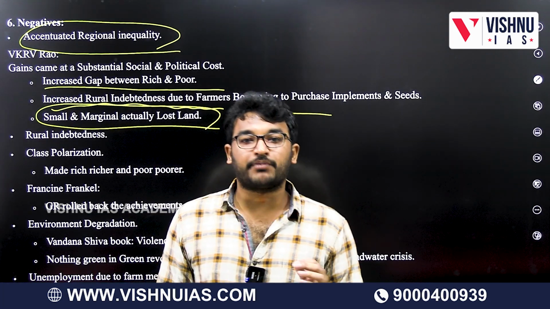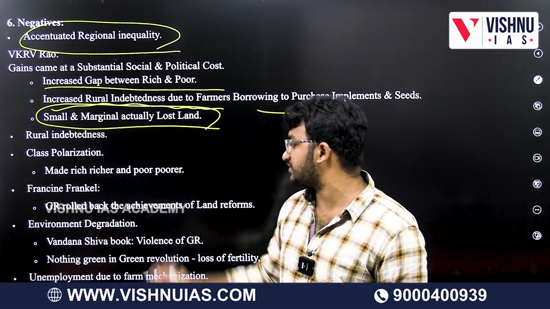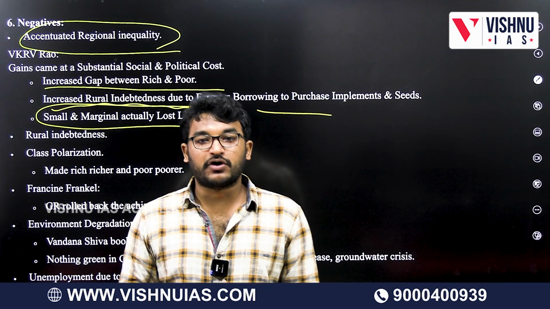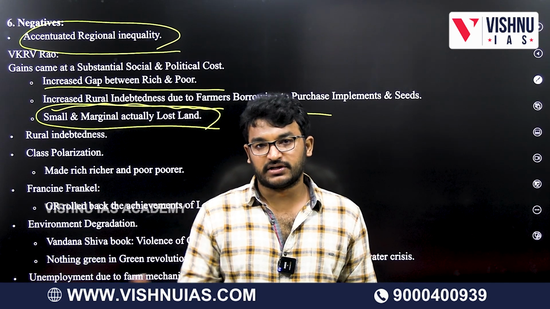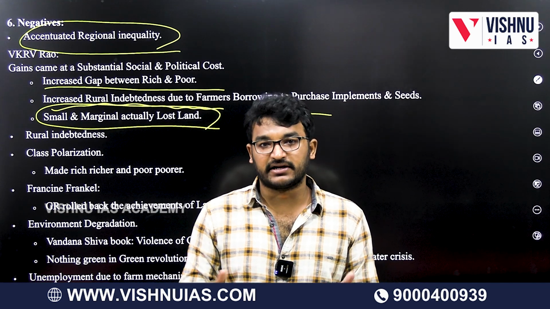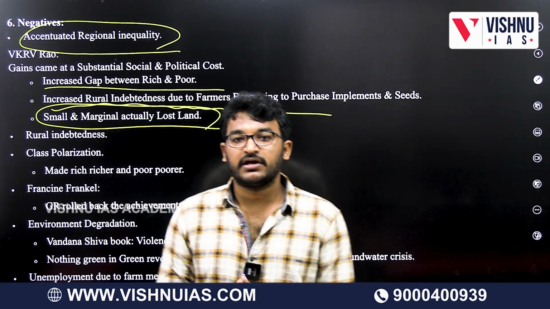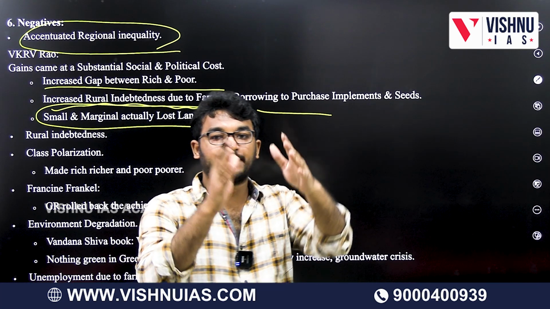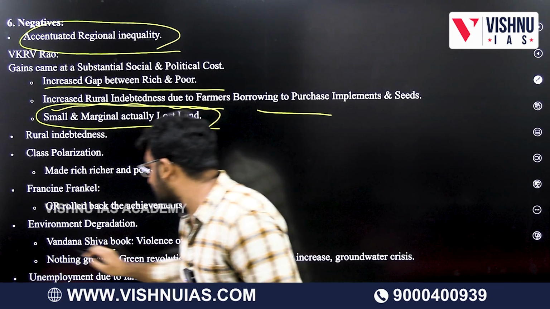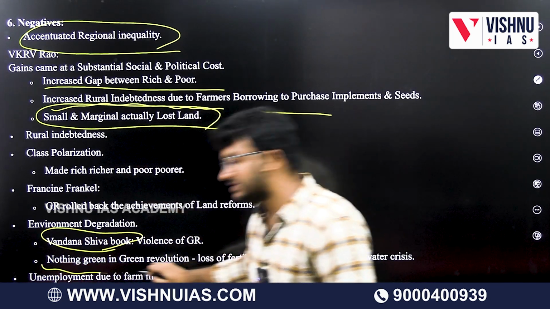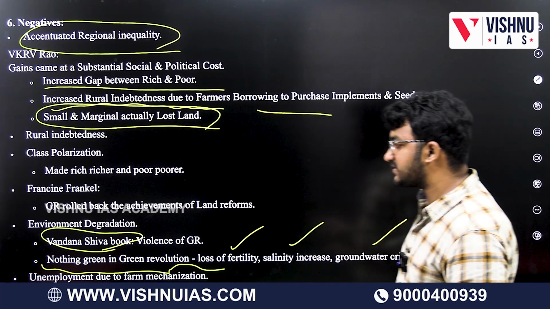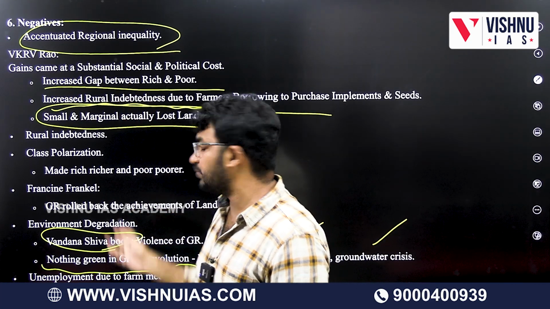And the major important fallout, or the negative, of this green revolution is that a lot of environmental damage had happened because of the excessive usage of these water guzzling crops like rice and wheat, and infertility had been created in the agriculture sector, right? And also a lot of desertification happened in the northwest belt. And our famous environmentalist Vandana Shiva says that nothing green is there in green revolution. There is loss of fertility, salinity had increased, groundwater crisis had been created due to green revolution.